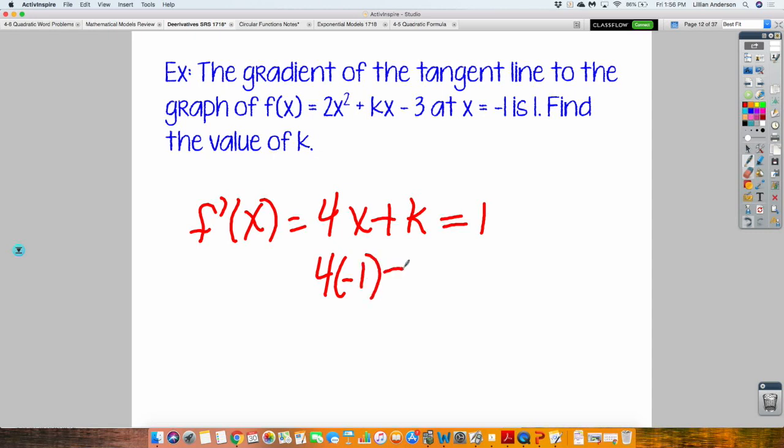And so then on this side, what's the value of k? 5. The value of k is 5. It's -4 plus k equals 1. K is 5. Okay? Yes?